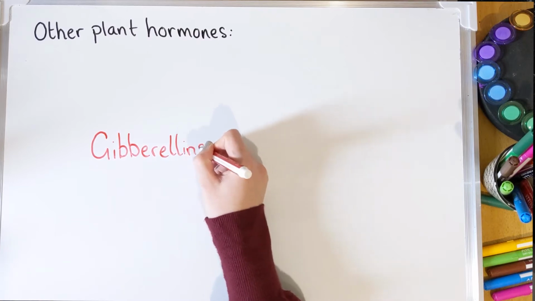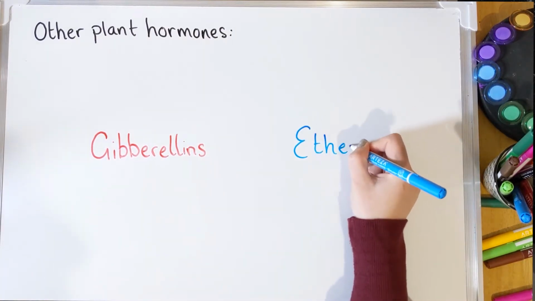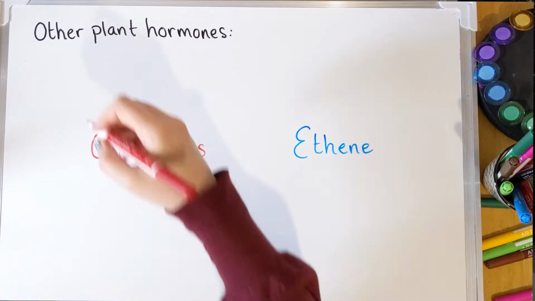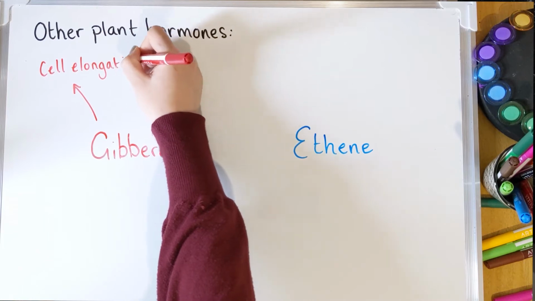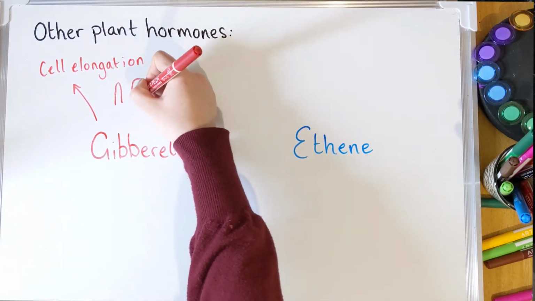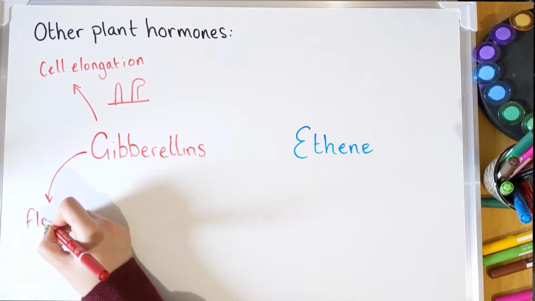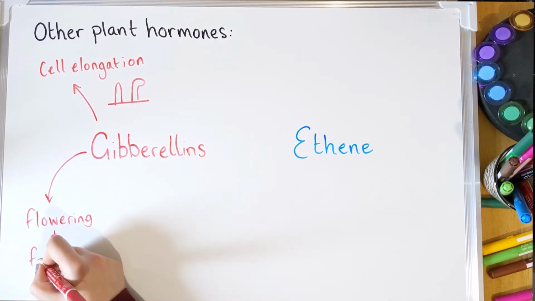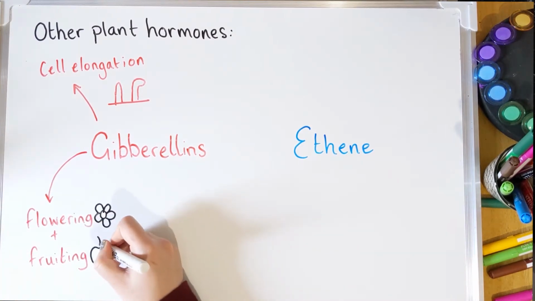So gibberellins are involved in a number of processes such as cell elongation. Remember, cell elongation we covered in the last video is where auxin gathers on the opposite side to the stimulus and causes those cells to elongate and get longer. So that makes the plant bend. So gibberellins are involved in that as well. They're also involved in flowering and fruiting, so making flowers develop and making fruits develop and ripen.